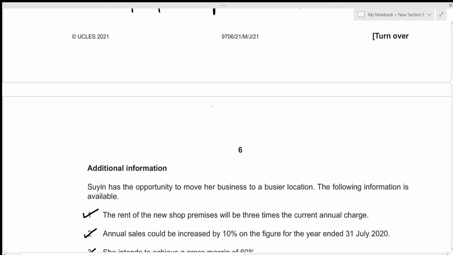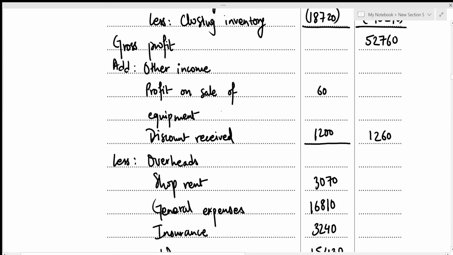Then discount received will no longer be available. So other income section. Discount received is not available. And then profit on sale of equipment, it does not occur every year, right? So we can just completely overlook the other income section. There is not going to be any other incomes.